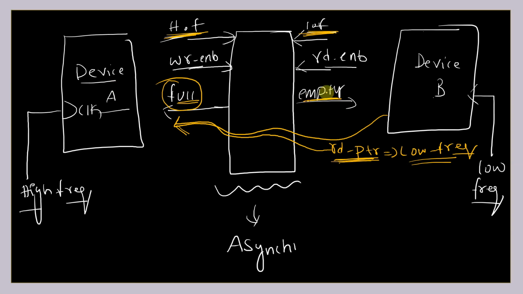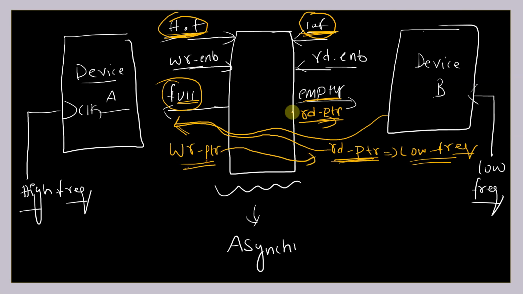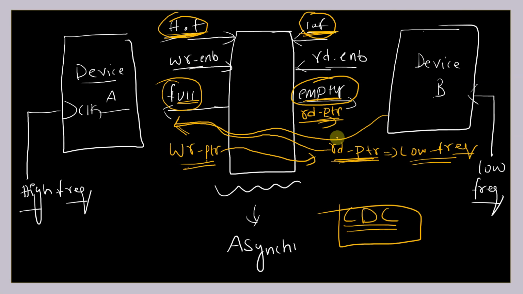Similarly, if I want to provide the empty condition, I already have the read pointer available in the low frequency domain, because the read pointer is implemented in the low frequency domain. But the write pointer is implemented in the high frequency domain. So this write pointer should be passed to the low frequency domain, so that the write pointer and read pointer can be compared and the empty condition can be given to the low frequency domain. This is the requirement. This process is known as clock domain crossing. Basically, we are passing the write pointer information and read pointer information.